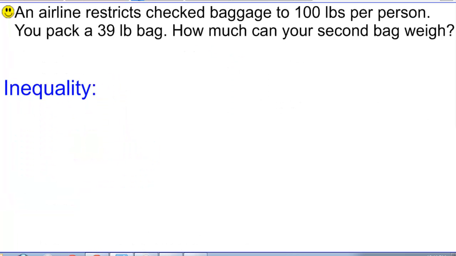An airline restricts checked baggage to 100 pounds per person. You've already packed a 39-pound bag. How much can your second bag weigh? We want to write an inequality to describe this situation and then solve it to figure out how much our second bag can weigh. Pause the video now and see if you can write that inequality yourself.